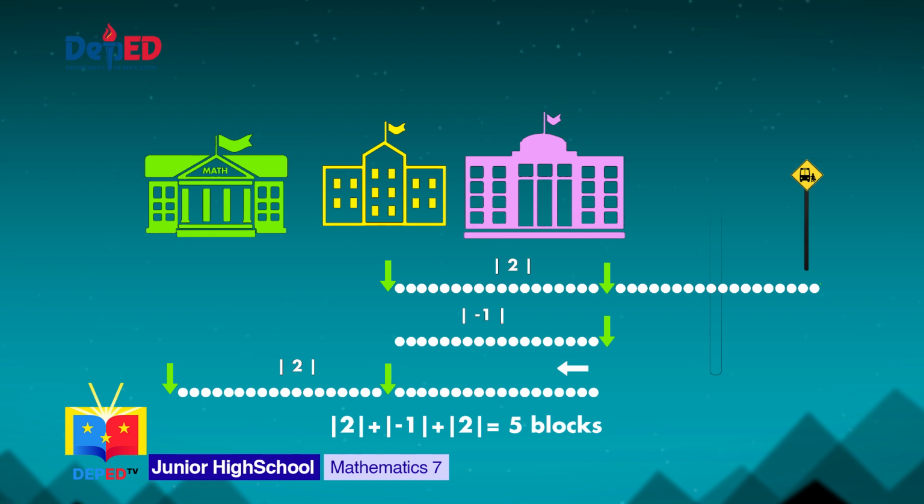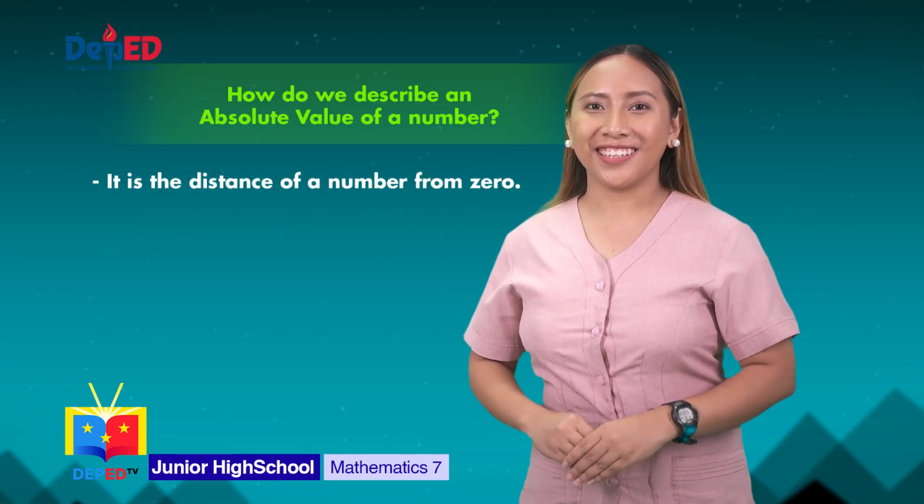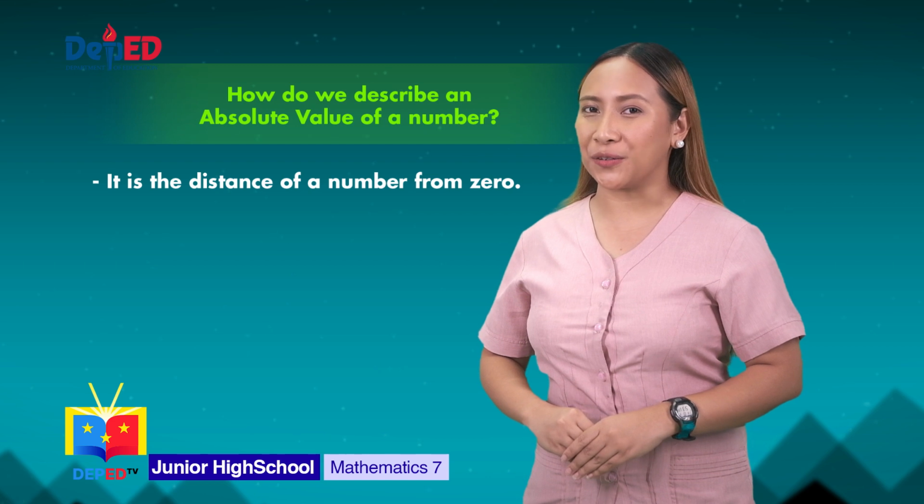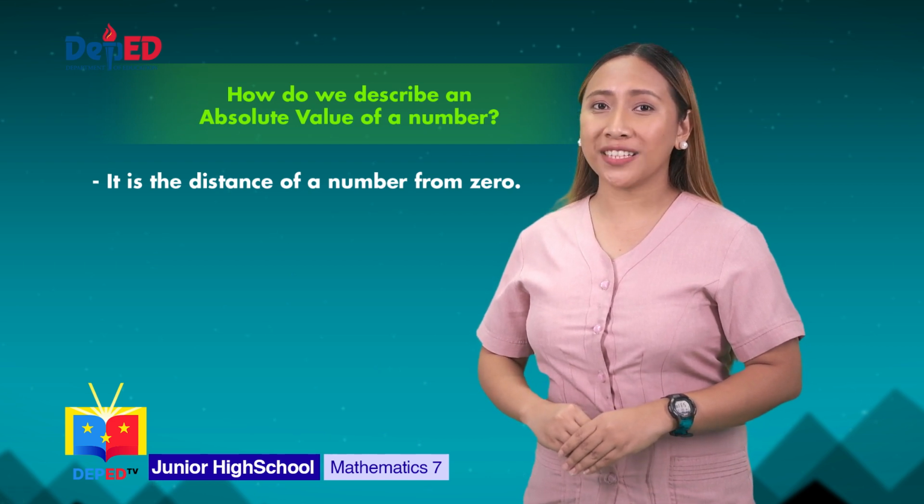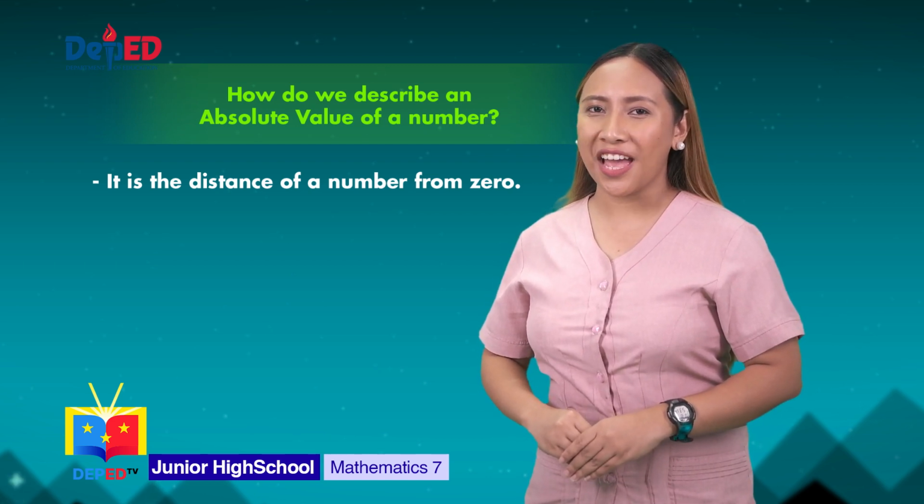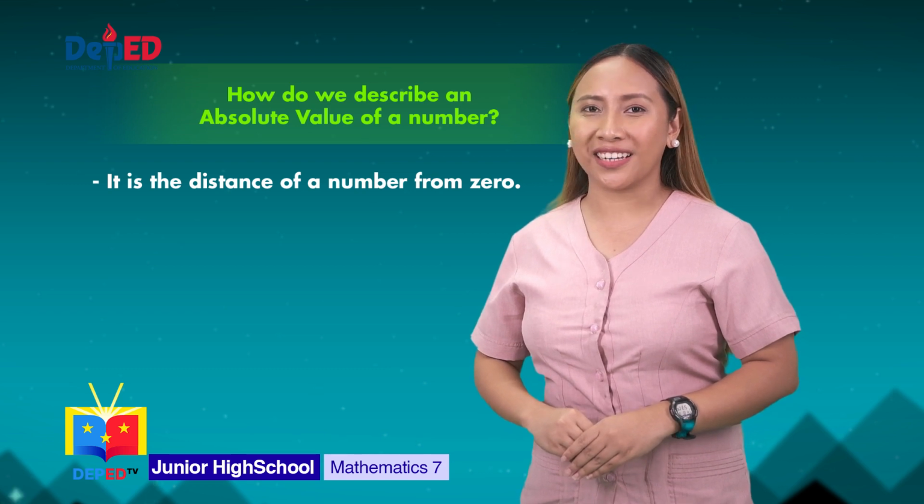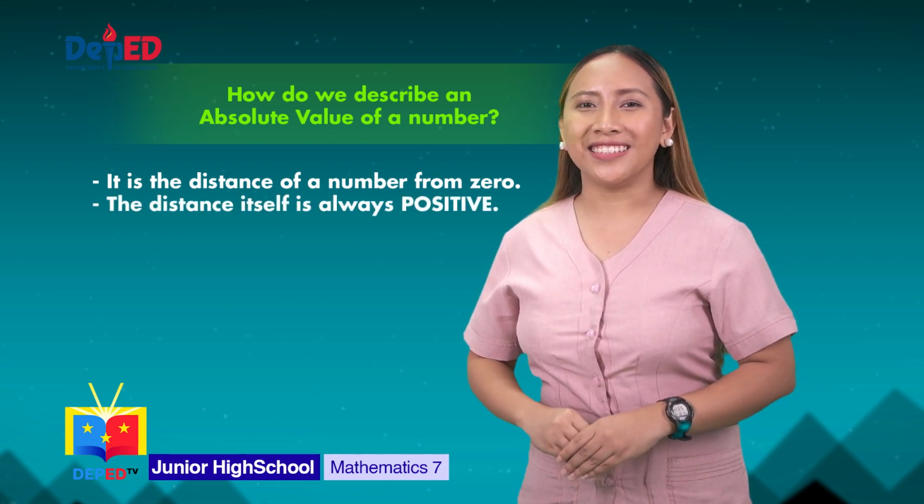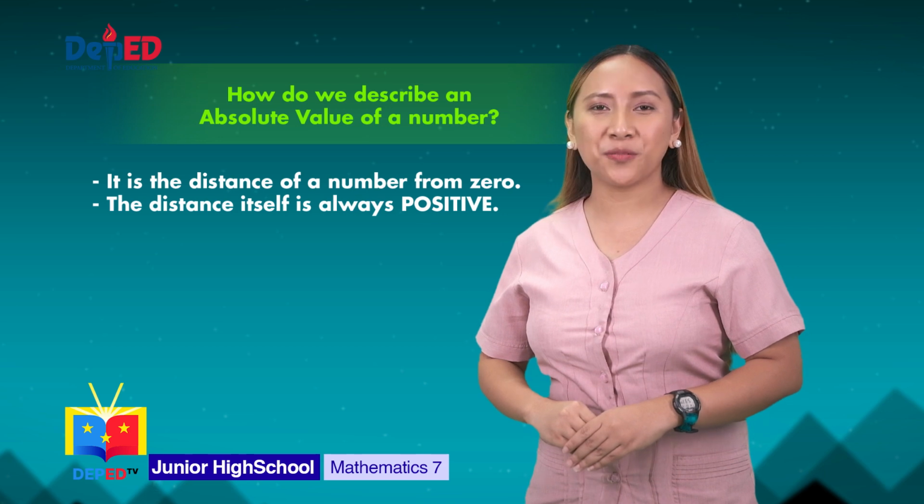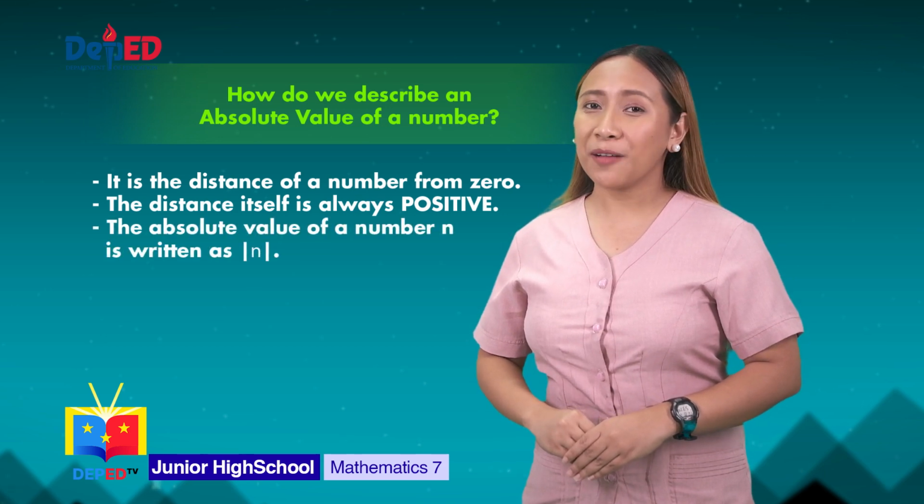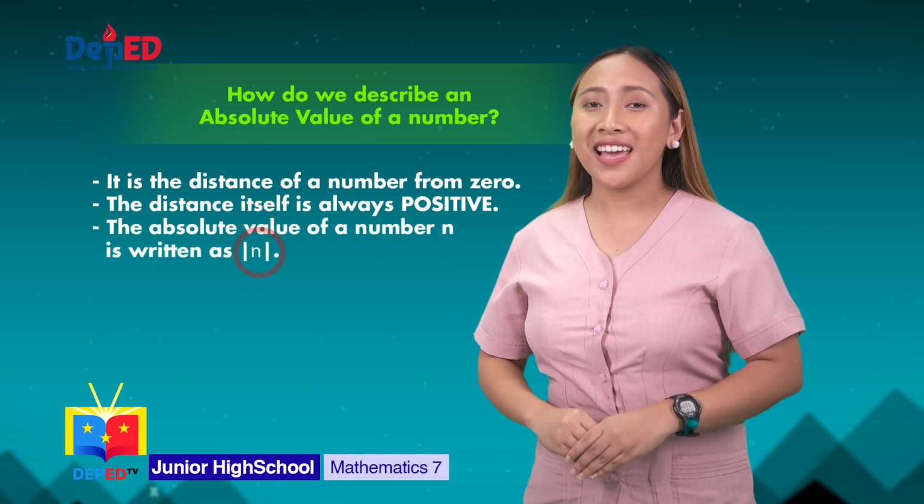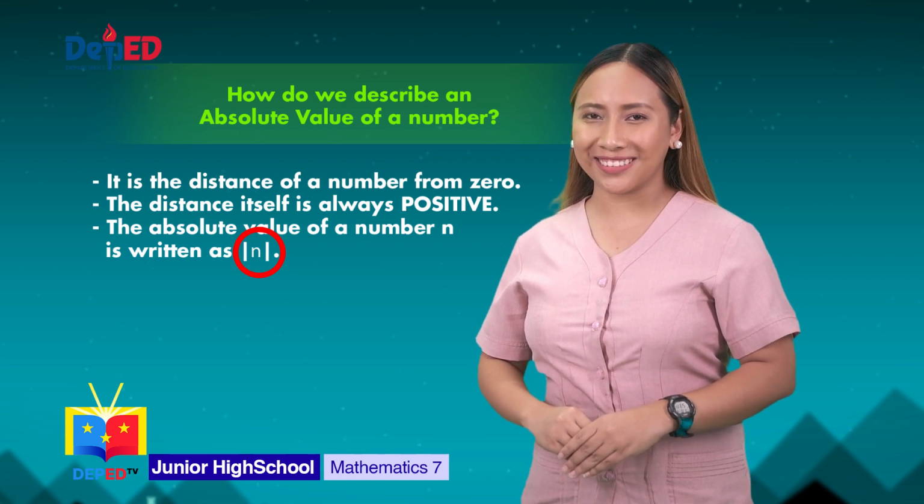Now, how can we describe an absolute value of a number? It is the distance of a number from 0. To show that we want the absolute value of something, we put it inside the vertical bar. The distance itself is always positive. The absolute value of a number n is denoted by this.